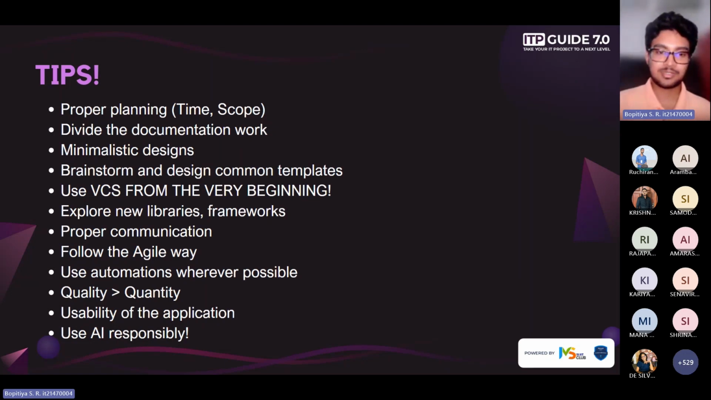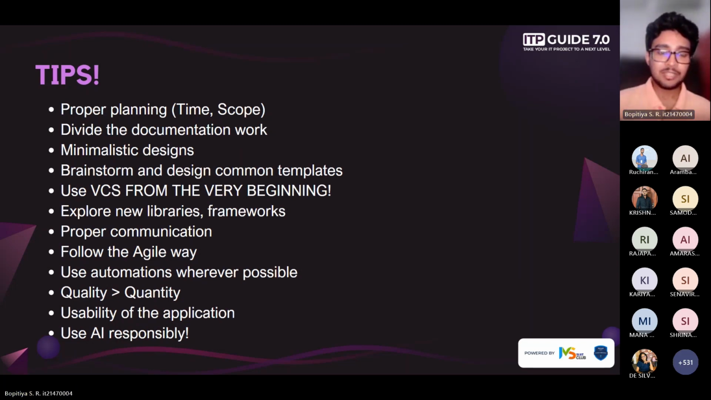Think of aspects such as time, the members' skills, and the scope of the project. Don't make the scope very large. Don't make it too complex. Don't add features here and there, here and there. Don't do that. Keep it to a medium level. Keep it nice and simple, and that will help you with the implementation as well.